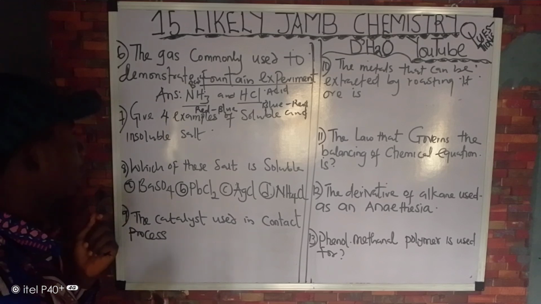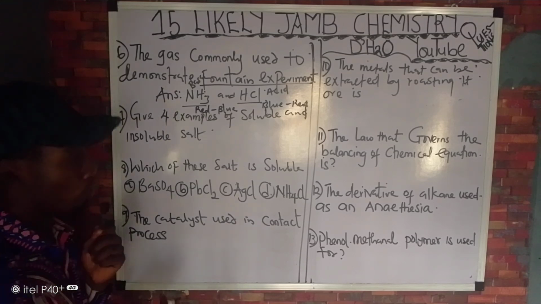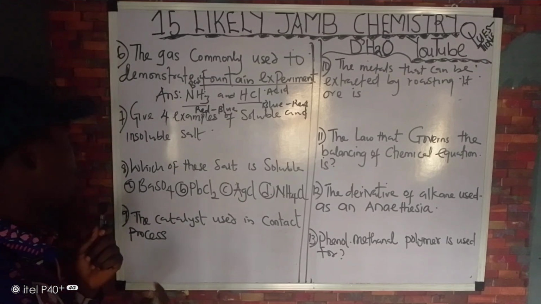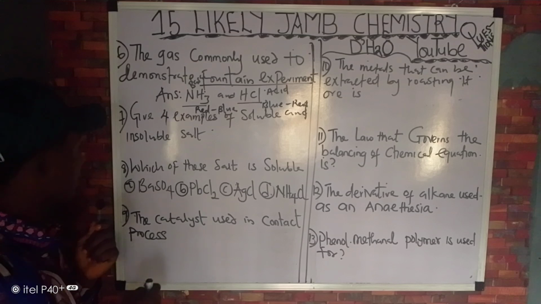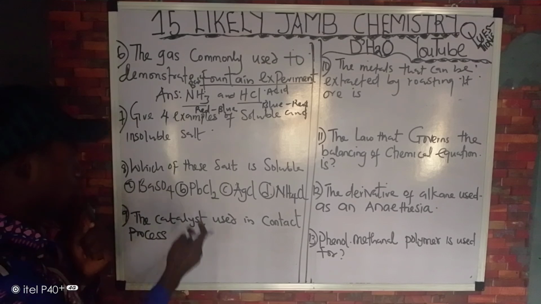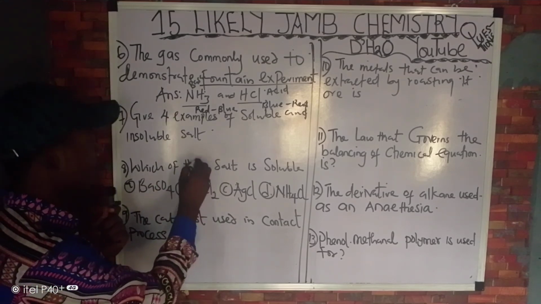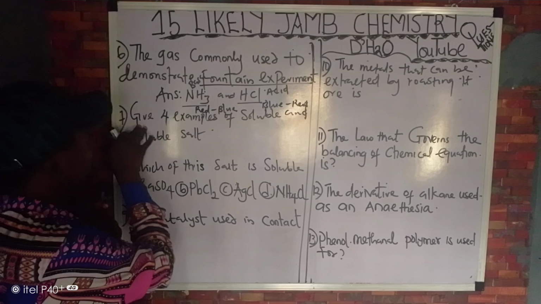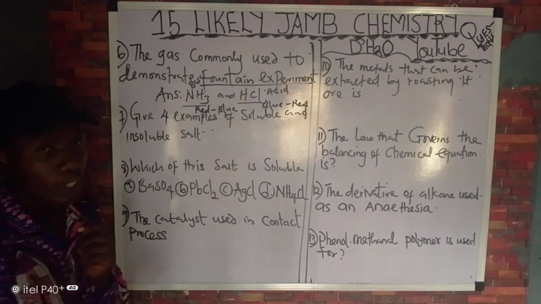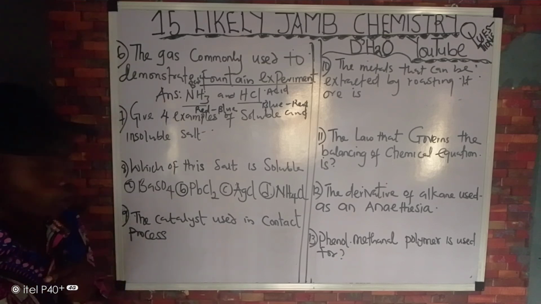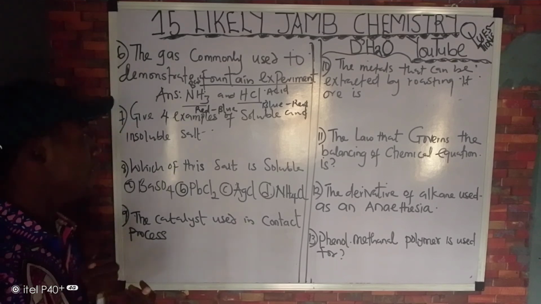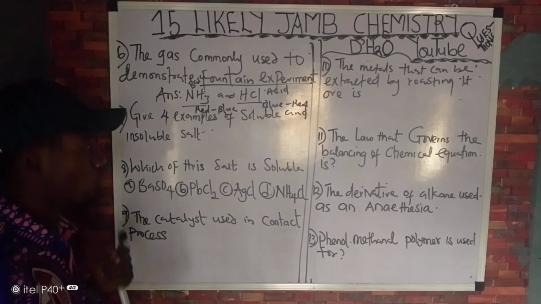Next question. Give 4 examples of soluble and insoluble salt. Wow. 4 examples of soluble. I actually made this question this way because a question came out that requested which of these salts is a soluble salt. Which of these salts is soluble? So that is why I give 4 examples of soluble and insoluble salt. Remember, a soluble salt is a salt that dissolves in water, while insoluble salts are those salts that do not dissolve in water. Now, how can you give us examples of soluble salt?